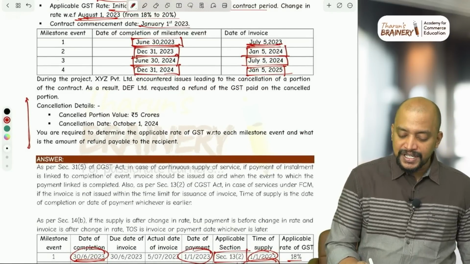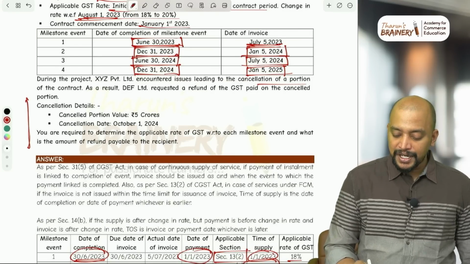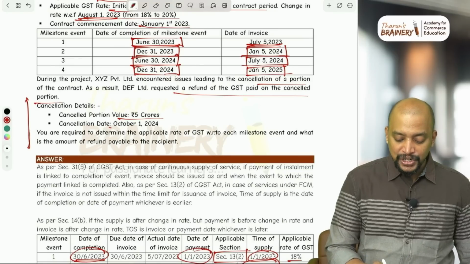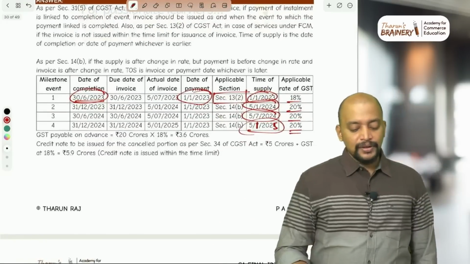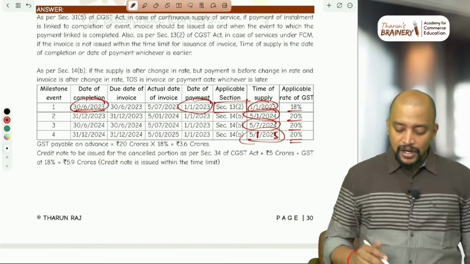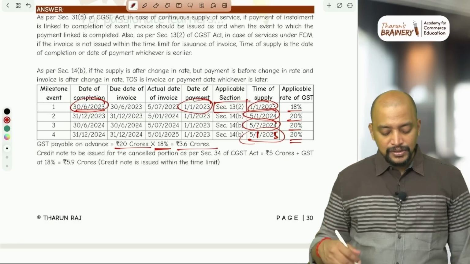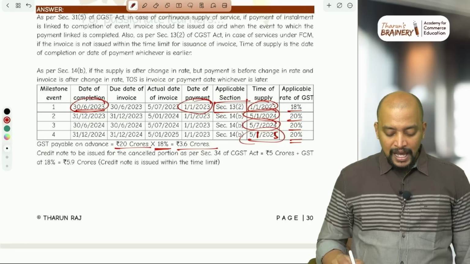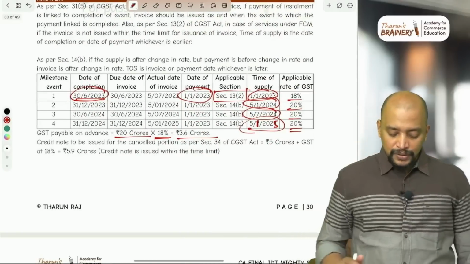So during the project, XYZ Limited encountered issues relating to cancellation. As a result, DF Limited requested a refund of GST paid on the cancelled portion. Cancelled portion value is 5 crores. Cancellation date is October 1st, 2024. Now what is the rate that we need to take? First, GST payable on advance. On the advance, 20 crores into 18%, because the old rate was 18%, they would have paid 3.6 crores. Now a GST credit note is to be issued for the cancelled portion, and that credit note is part of this 20 crores. So 5 crores into what is the rate?